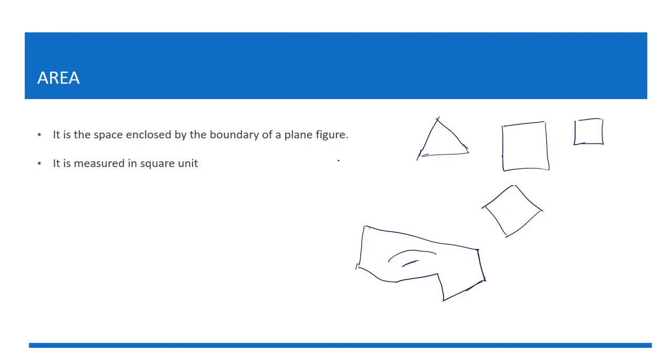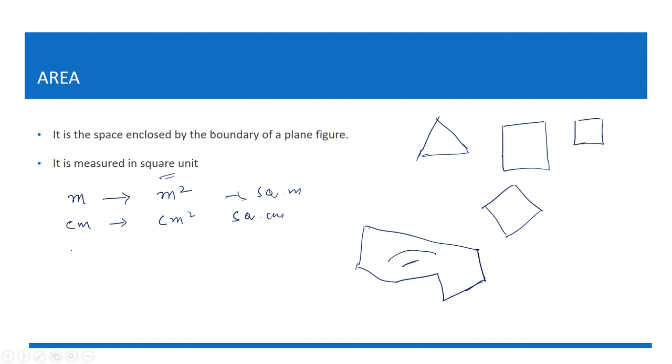This space enclosed by the boundary of a plane figure is called area, and it is measured in terms of square units. For example, if the measurements are given in meters, you measure in square meters. If it is in centimeters, it is square centimeters. Similarly, if it is kilometers, we measure in square kilometers.